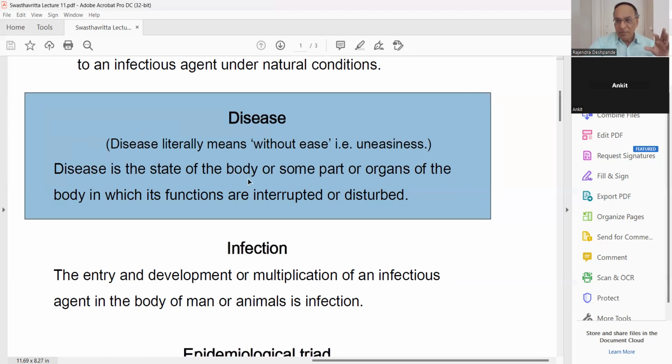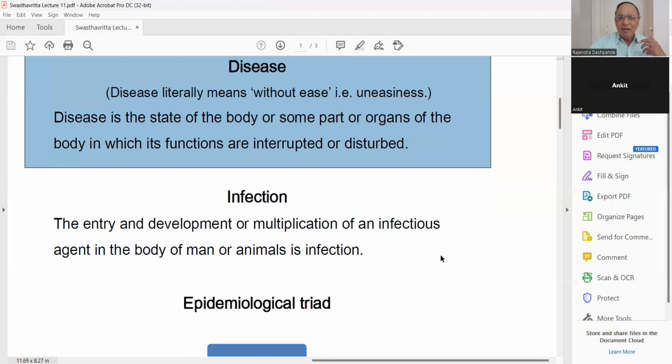Disease is the state of the body, either whole body or some part. Only running nose, I don't have any other problem, no stomach problem. Then on some part or organs of the body in which the functions are disturbed. Suppose I get the jaundice. Simple example. Jaundice is a disease of liver. Whenever my liver is damaged, I cannot consume the fat substances, fatty substances. Are you getting my point? So that condition is affecting the liver organ. So you have to choose some different examples.